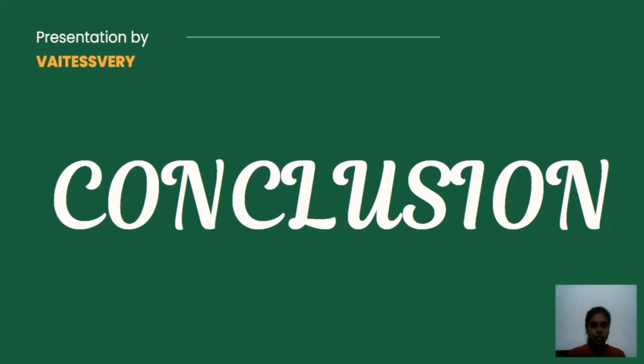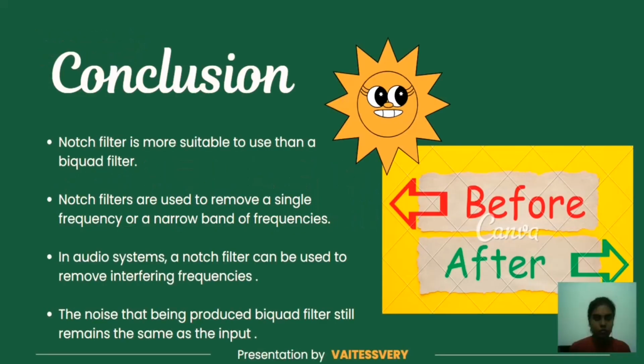Now I am going to explain our conclusion. We can see that a notch filter is more suitable to use than a Bicode filter. Notch filters are used to remove a single frequency or a narrow band of frequencies. In an audio system, a notch filter can be used to remove interfering frequencies. The notch that is produced by the Bicode filter still remains the same as the input.